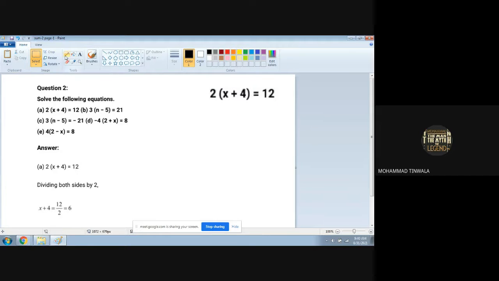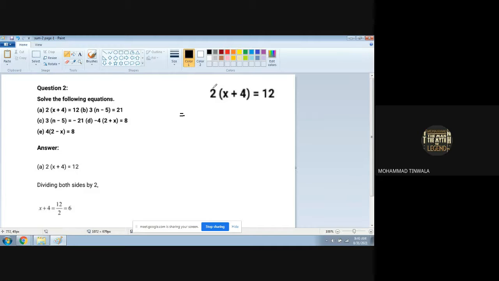2 into x plus 4 is equal to 12. Now, can we say that this 2 is for x and 4 both? Yes or no? Yes, sir. Only one girl is replying to me. What about other girls?